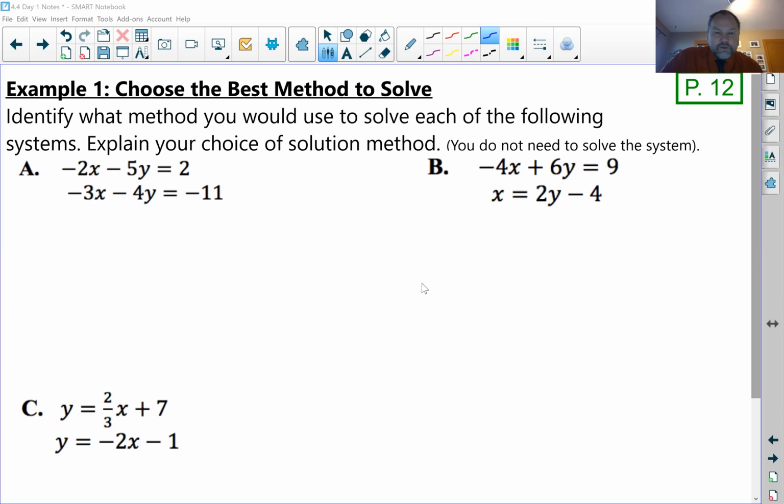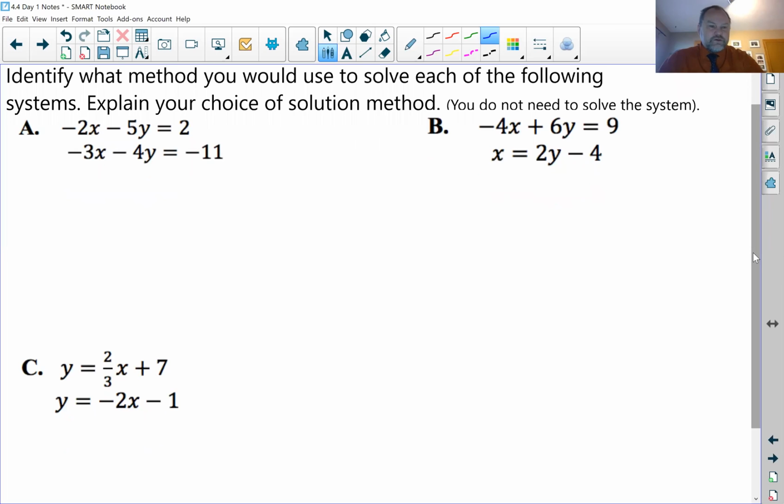All right. So in this case, again, if I look, they're not both in y equals form, so I would not use graphing. My second one is in that x equals form, so I would probably use substitution. Could I use graphing? Could I use elimination? Yes, but there's going to be some work that needs to be done before you can use either of those methods. So just going to jot down here elimination.